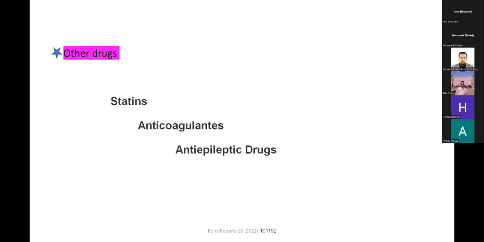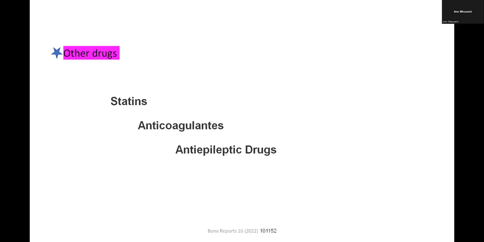Other drugs should be considered during the management of diabetic bone disease patients. These drugs are usually taken by diabetic patients. I will not talk too much about them, but some of them have an impact on bone metabolism, either related to the dose or related to the type. So all the medications that a diabetic patient takes should be revised, and the minimally required doses of these drugs should be used to achieve safety regarding bone metabolism.